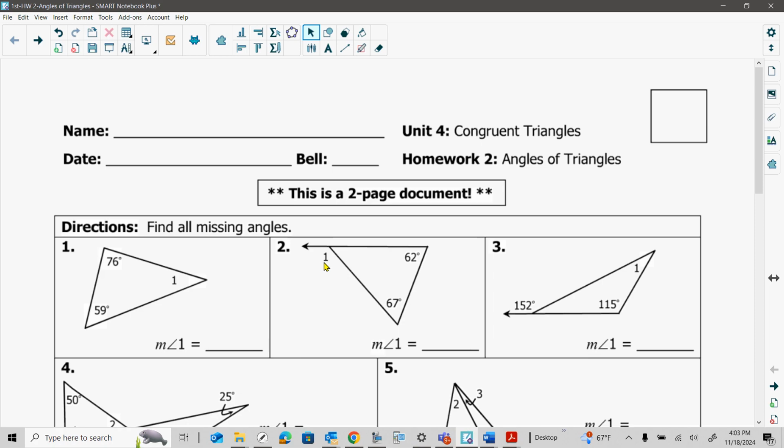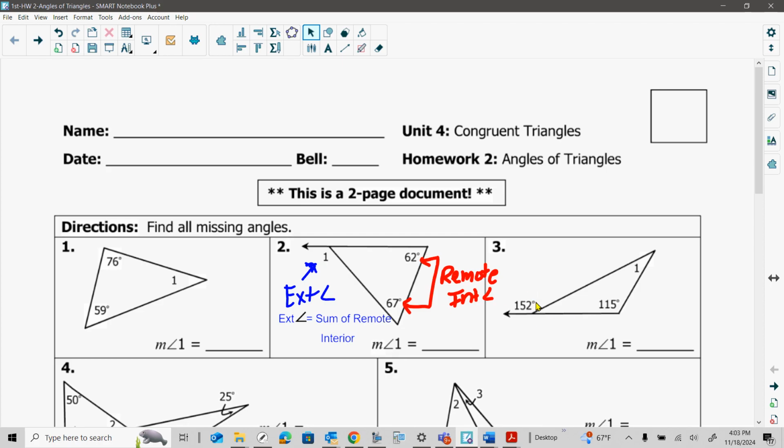But on number two, you have to recognize that this is an exterior angle and the non-adjacent angles are over here, the remote interior. And so you have to use that relationship. The exterior angle equals the sum of the remote interior angles. So your angle 1 is just adding these two angles up, okay?